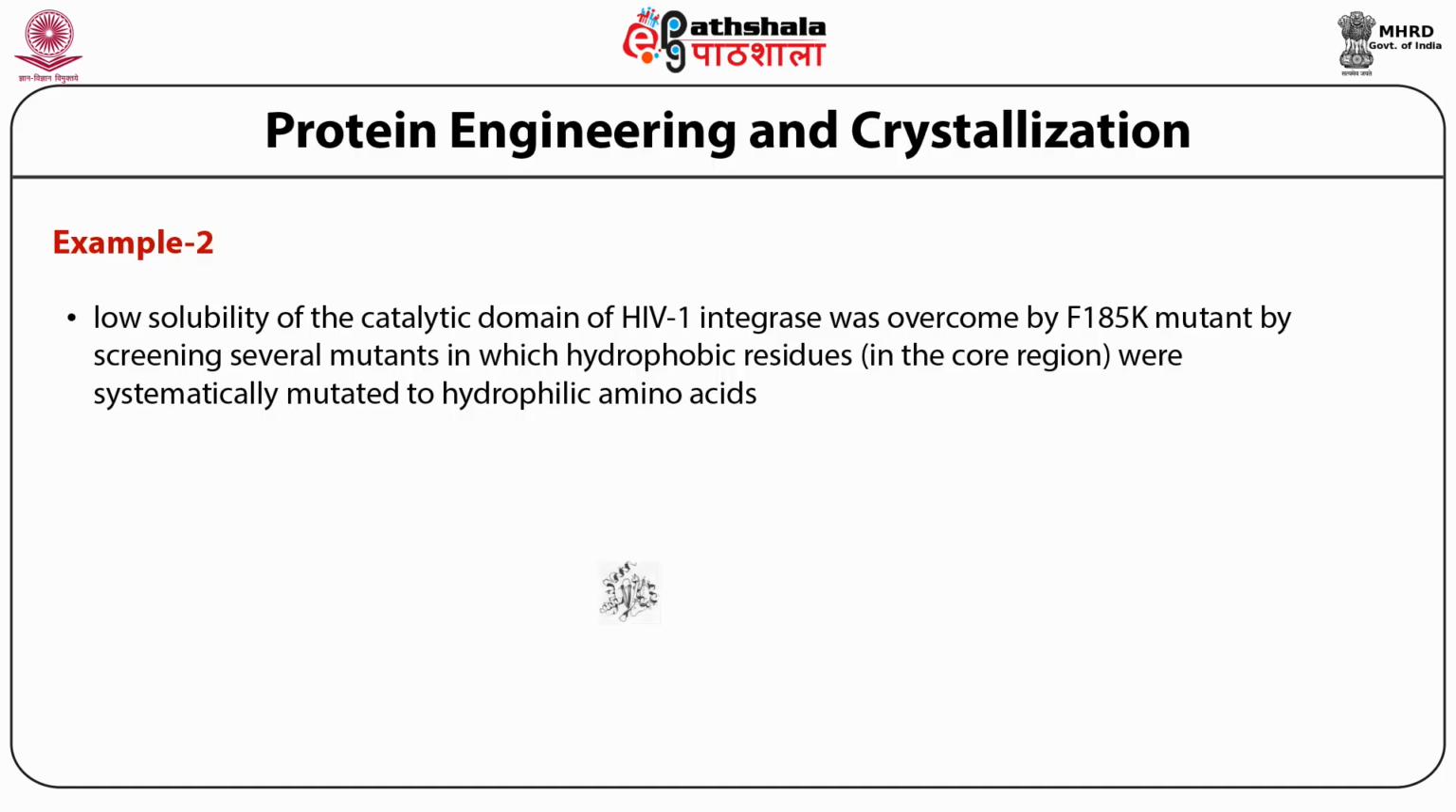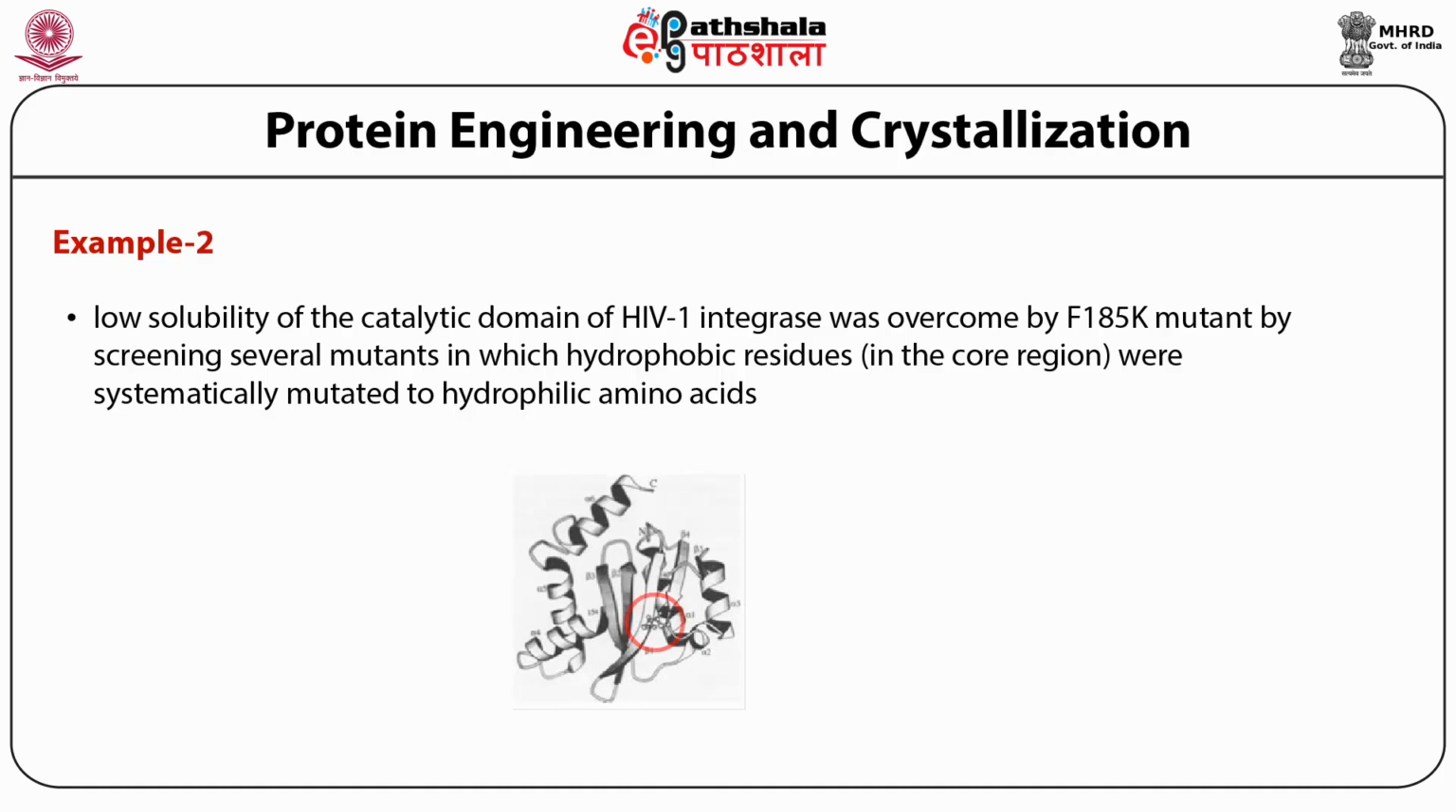And that's the reason here we could see the 185th residue, which is originally phenylalanine. From the structure you can see phenylalanine is completely exposed to the solvent area. This solvent-exposed position happened to be a phenylalanine, a hydrophobic residue. So this has been screened and mutated with different types of amino acids. Then the lysine mutant, the F185K mutant, was found to be highly soluble. They could reach a solubility of 20 or 22 milligram per ml, and then they got the crystal structure from that particular mutant.